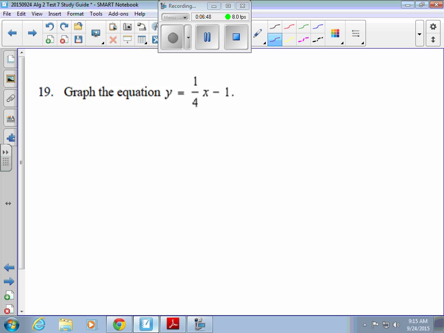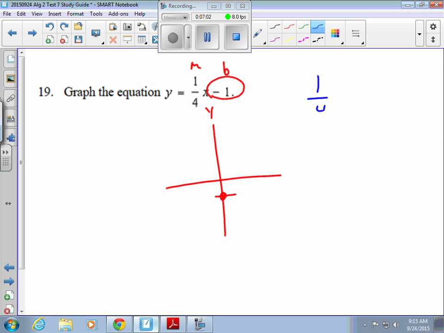Okay, 19 says graph the equation. It's already in y equals mx plus b form. Very easy equation to graph. b tells you to graph on the y-intercept on the y-axis at negative 1. That's where you begin. m is 1 over 4. That says go up 1, go right 4. So up 1 and over 1, 2, 3, 4 is your second point. You got 2 points. You draw your line through them. Your graph looks like that.